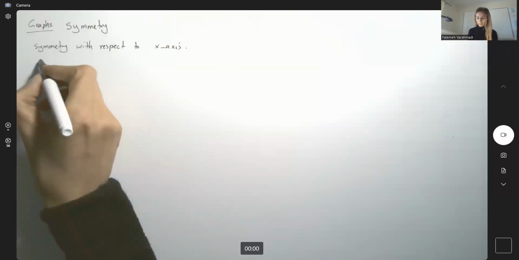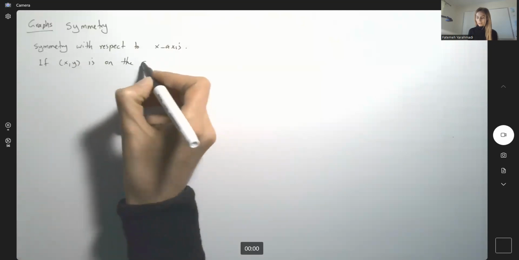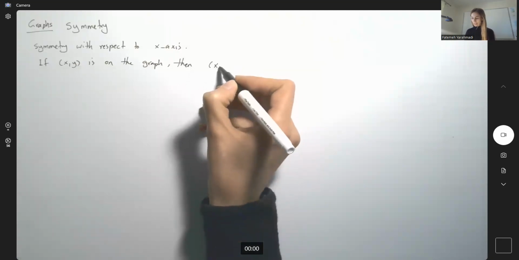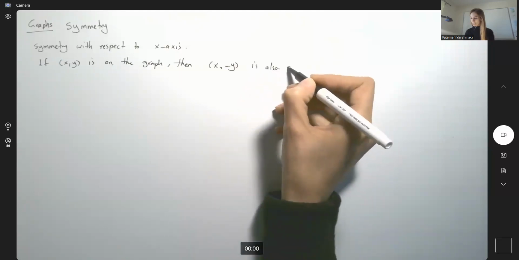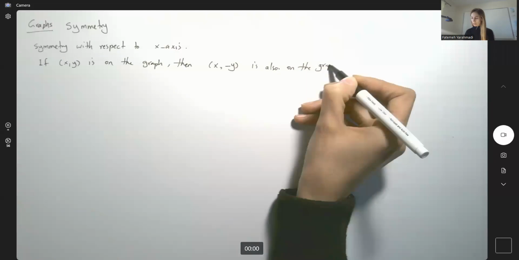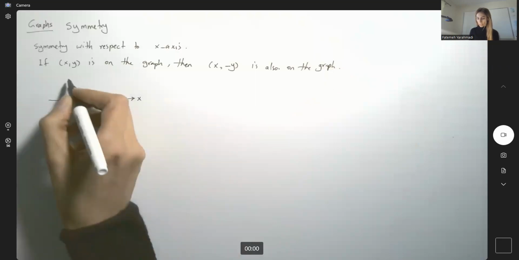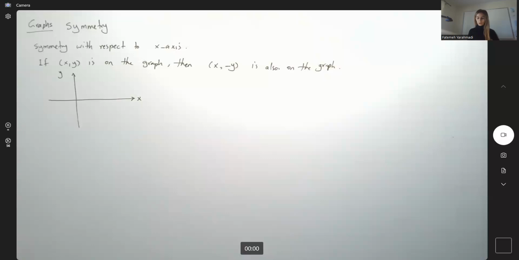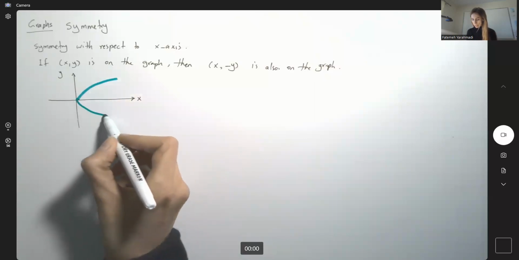We say that if a point x and y is on the graph, then x and minus y is also on the graph. Well, what do I mean by that? Take a look at this graph. This is my x-axis and this is my y-axis. So I'm graphing this by this way. Some part of the graph is above and the other part is below x-axis.